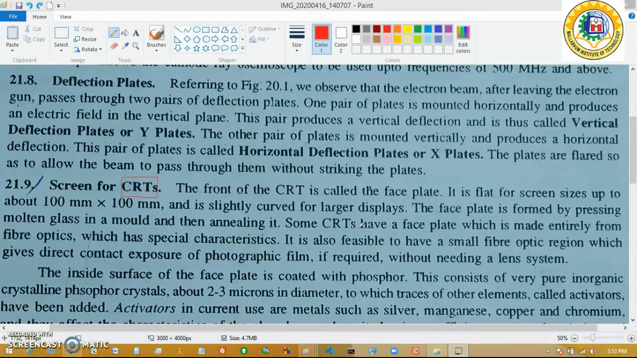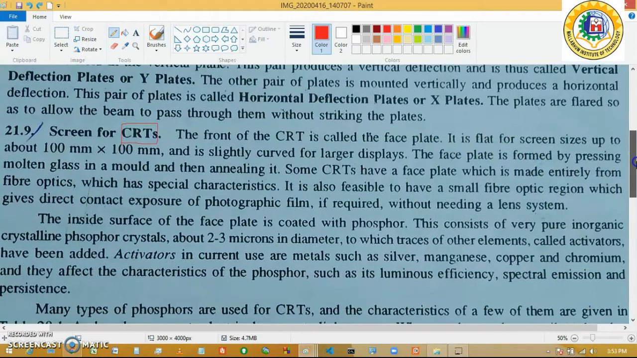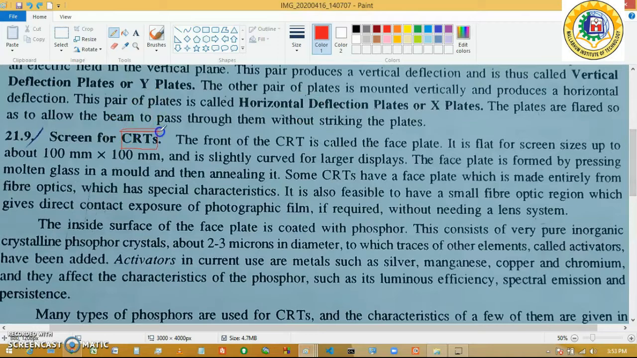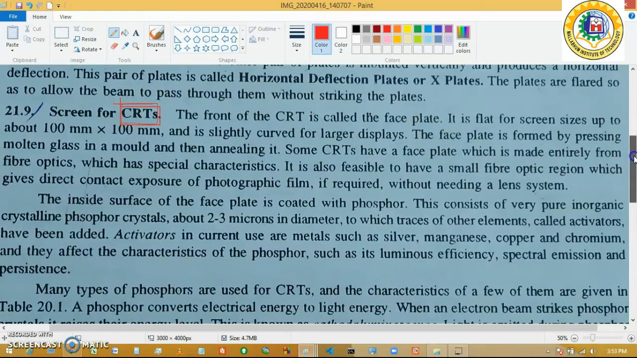Hello friends, today we will discuss CRO lecture number 2, and today the first topic is the skin of the CRO, or the skin of the CRT. Both are the same because the CRT is the heart of your CRO. Now, the front of the CRT is called the faceplate. So the front panel of the CRO is called the faceplate.